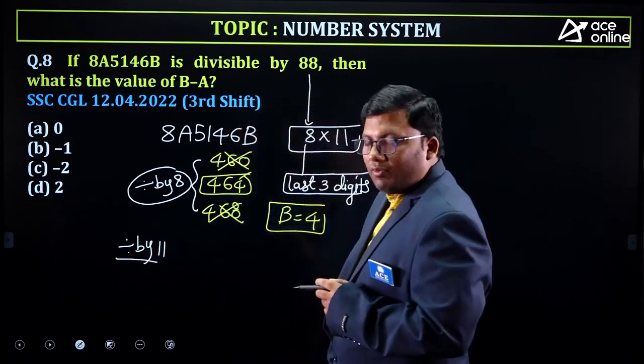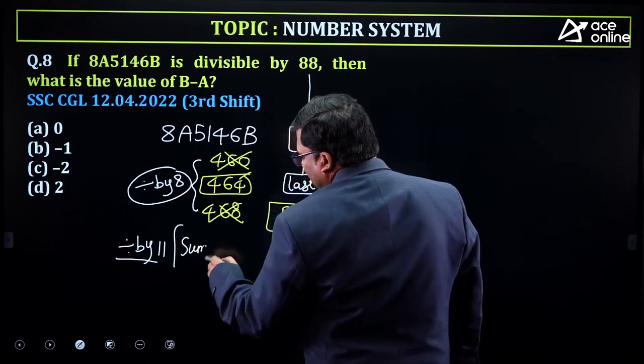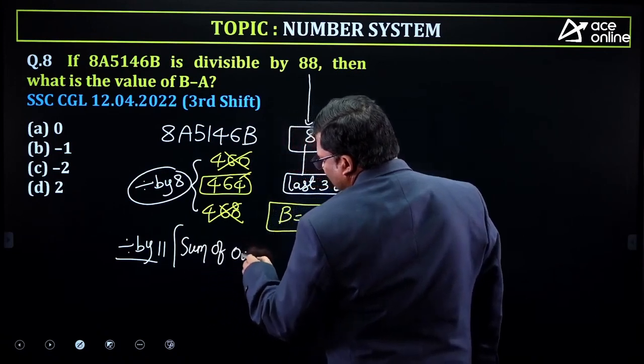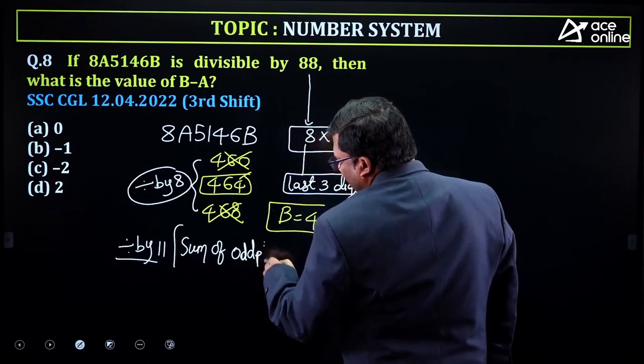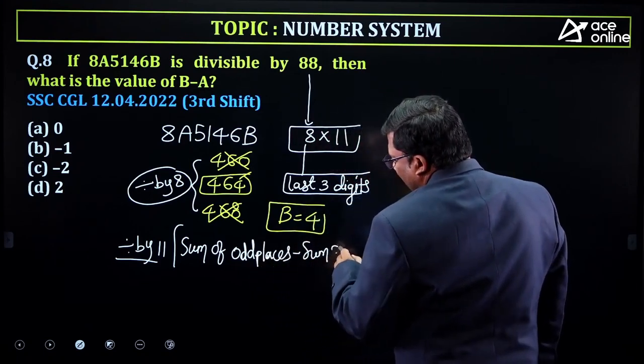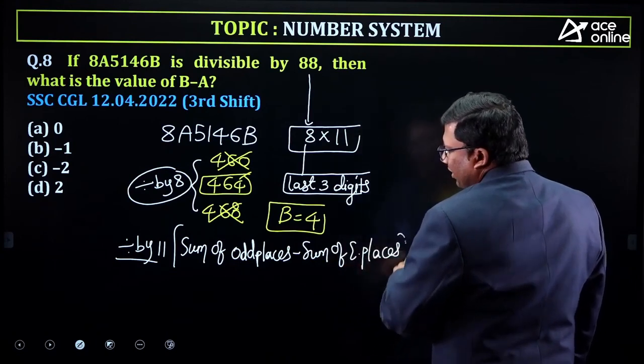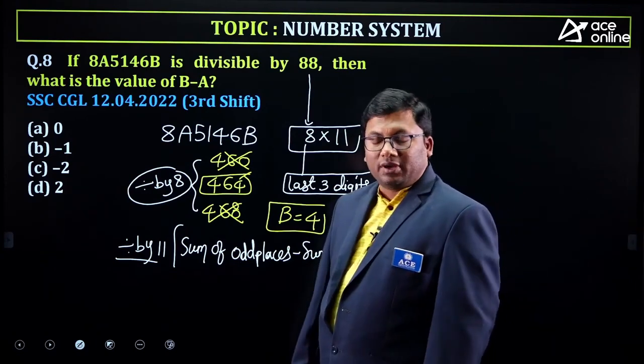What is the divisibility rule by 11? Sum of odd places minus sum of even places should be divisible by 11, either 0 or a multiple of 11.